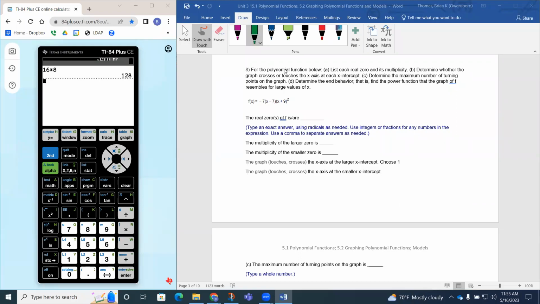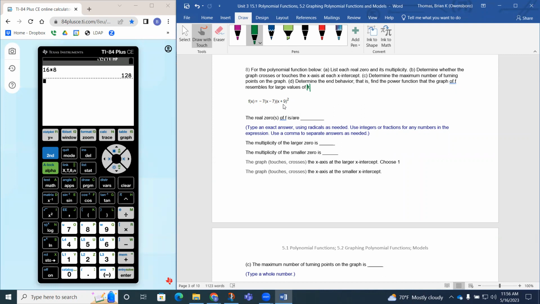So question 8 says for the polynomial function below, list each real zero and its multiplicity. Then part B, determine whether the graph crosses or touches the x-axis at each x-intercept. Determine the maximum number of turning points on the graph, and then determine the end behavior, that is, find the power function that the graph of f resembles for large values of absolute value of x here. So that should be like absolute value of x.